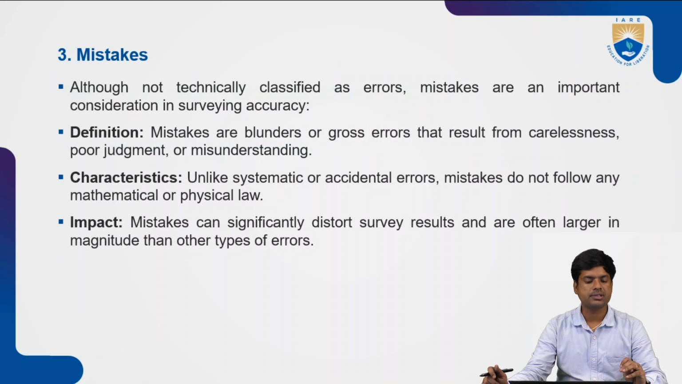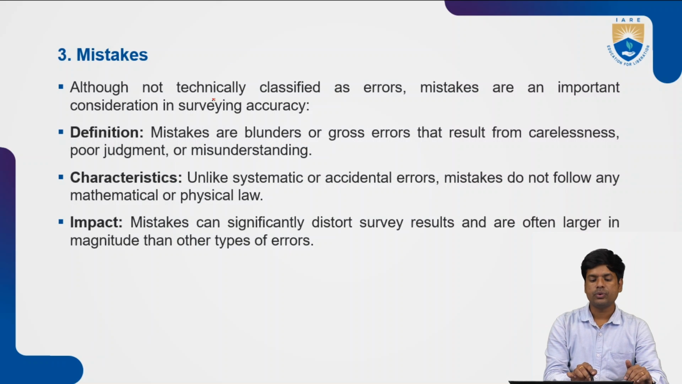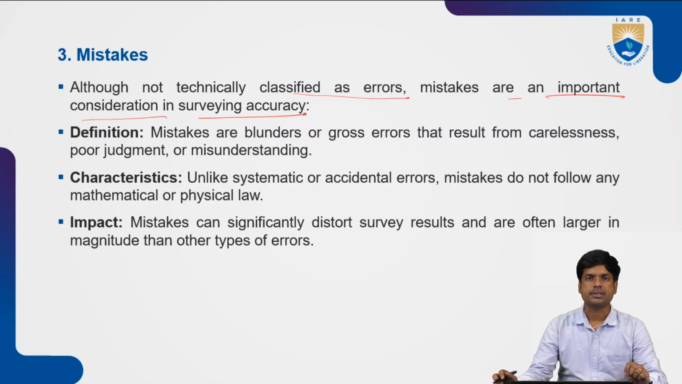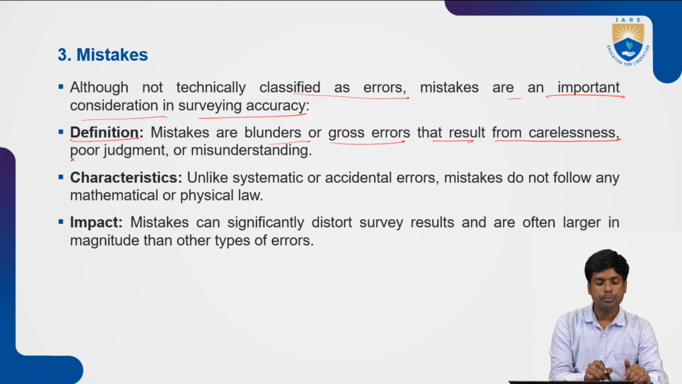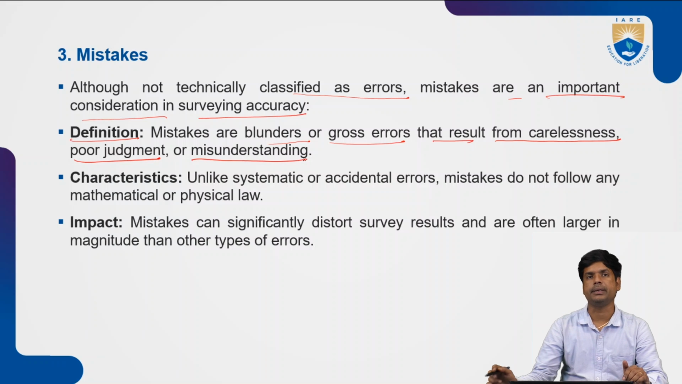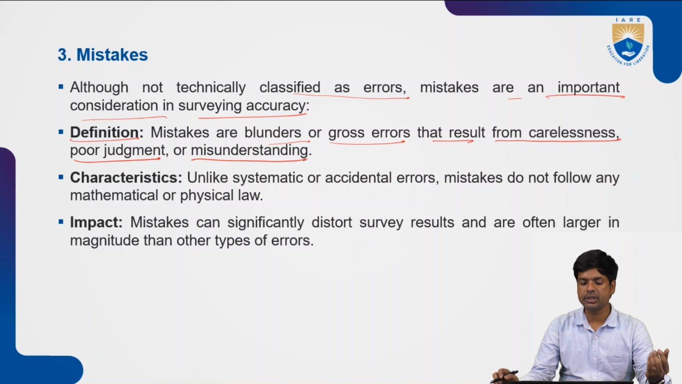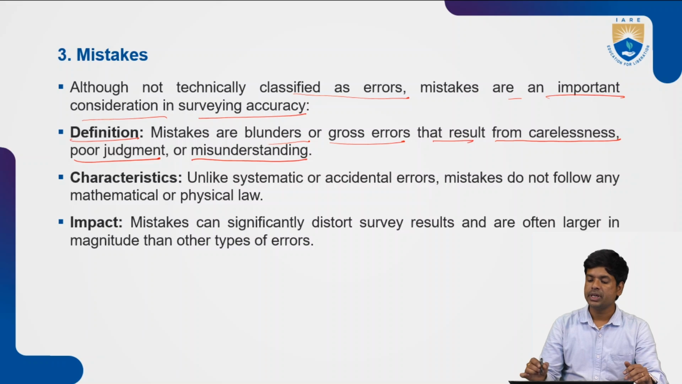Next type of errors are mistakes. Although not technically classified as errors, mistakes are an important consideration in surveying and accuracy. So we are not going to categorize them as one particular type of error, but this effect will be more on the survey. Coming to the definition, mistakes are blunders or gross errors that result from carelessness, poor judgment, and misunderstanding. So mistakes arise due to carelessness.